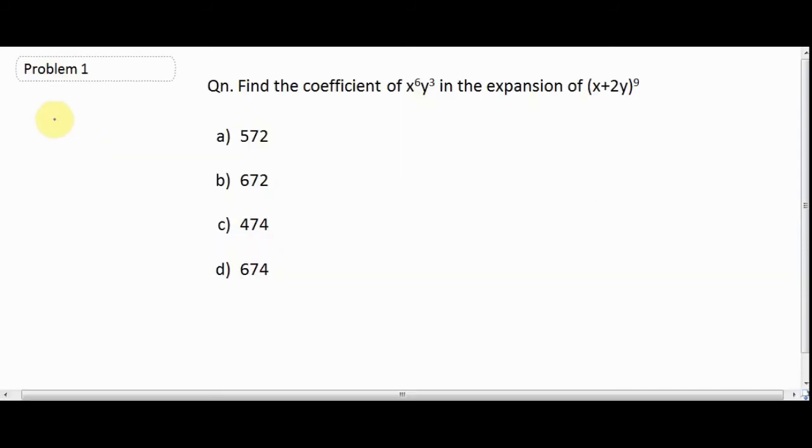Let's see problem number 1. Find the coefficient of x raised to 6, y raised to 3 in the expansion of (x plus 2y) whole raised to 9. So we are asked to calculate the coefficient of x raised to 6, y raised to 3. For that, let's see what the rth term in the expansion is.